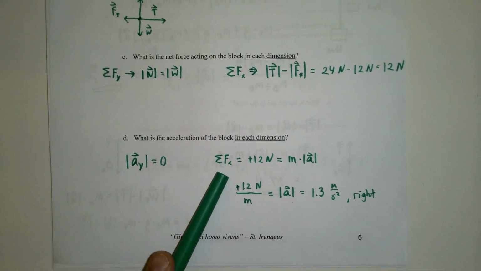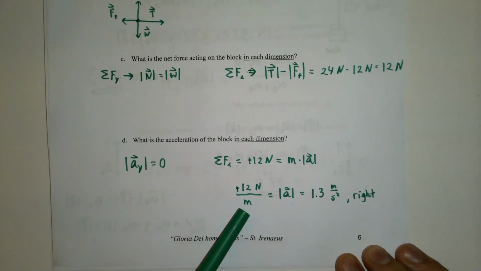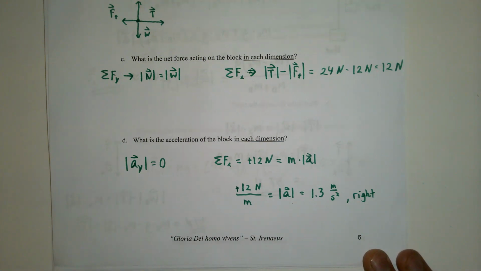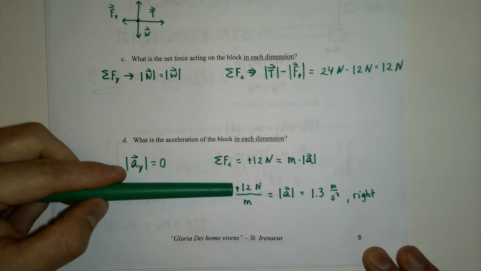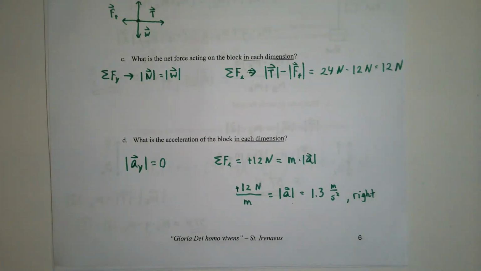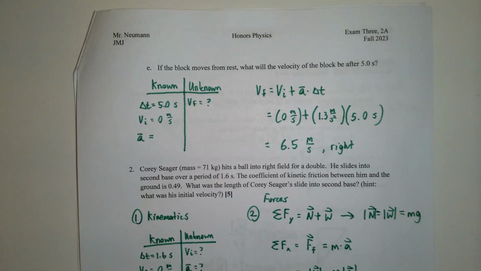To find the net force, or rather the acceleration in the x dimension, we need to know what is the force acting on what mass. That force divided by the mass of that object gives us the acceleration. The mass of our object we found in 1a, which was 9.0 kilograms, so 12 newtons of the net force in the x dimension divided by 9.0 kilograms. That gives us our acceleration of 1.3 meters per second squared to the right, because that's the same direction as the net force.